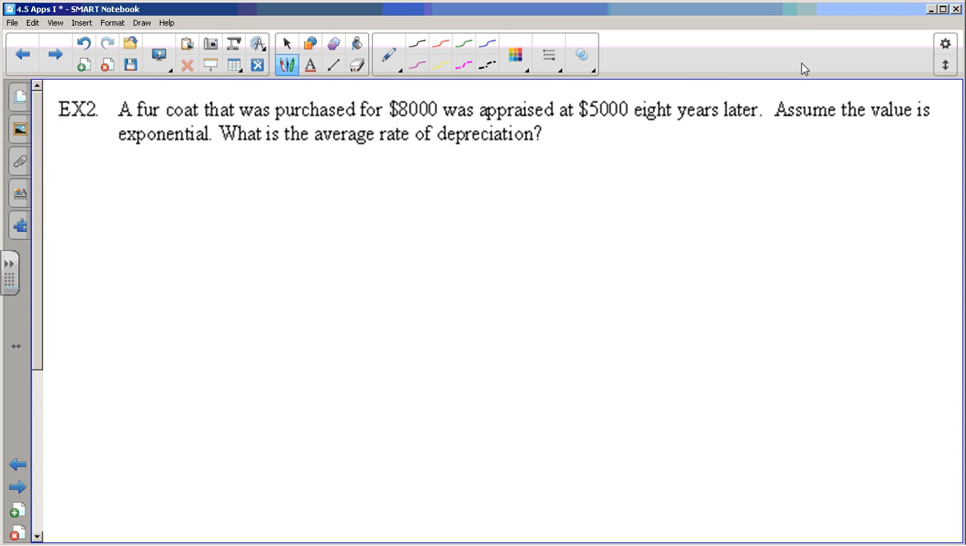All right, back for part two. Example two. Fur coat purchased for $8,000 was appraised at $5,000 8 years later. So it's gone down in price. Assume the value is exponential. What's the average rate of depreciation?